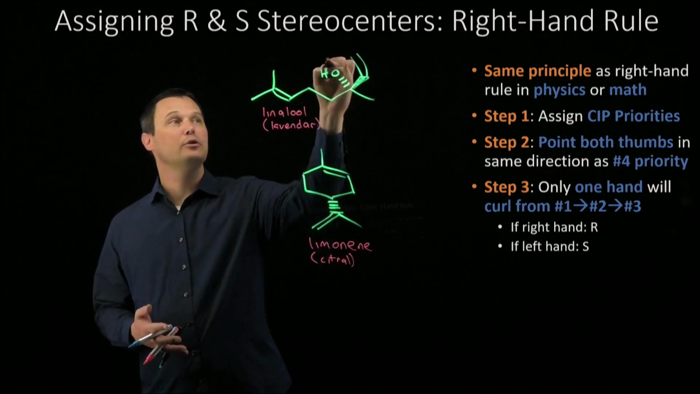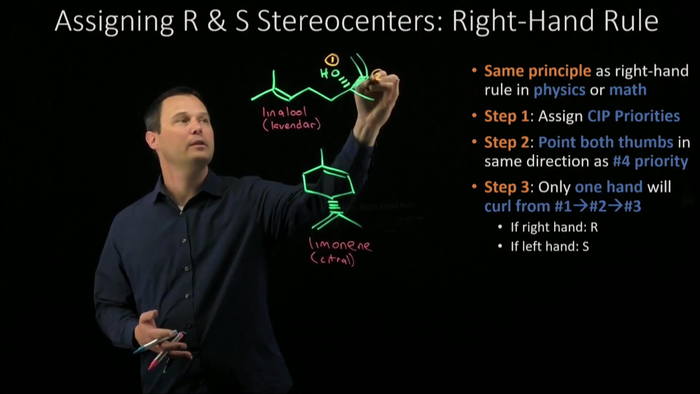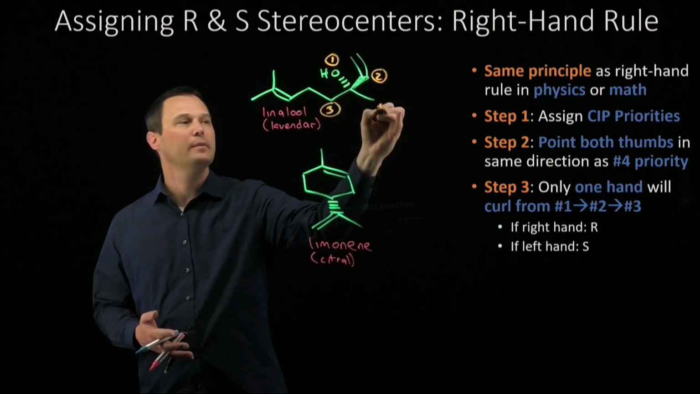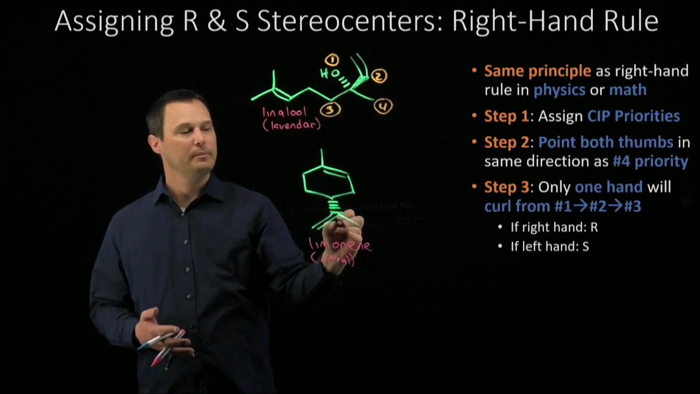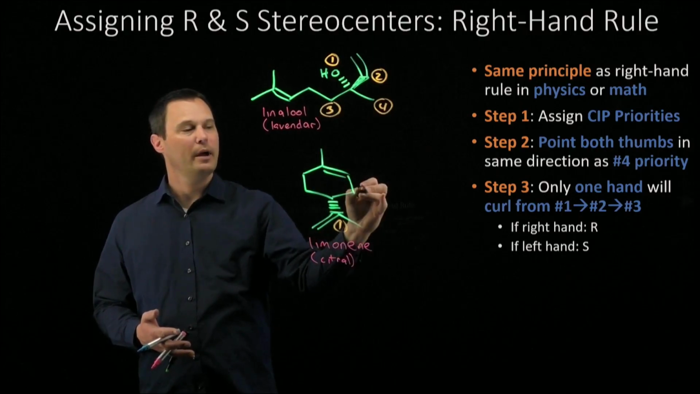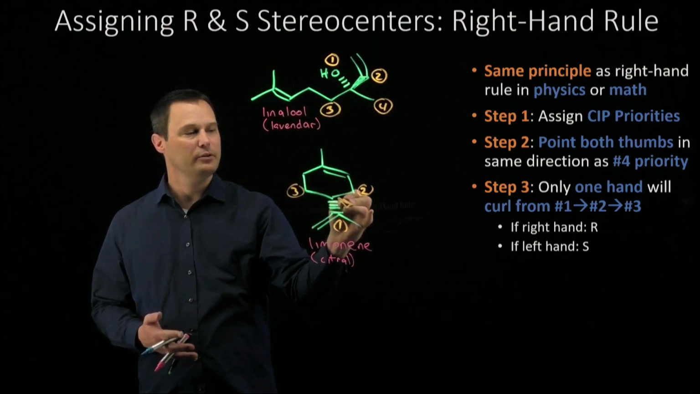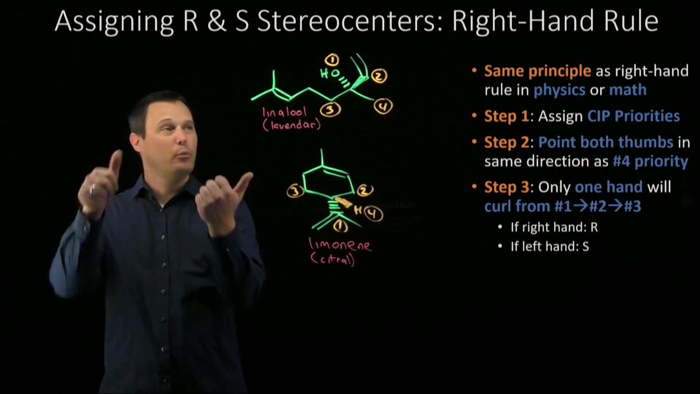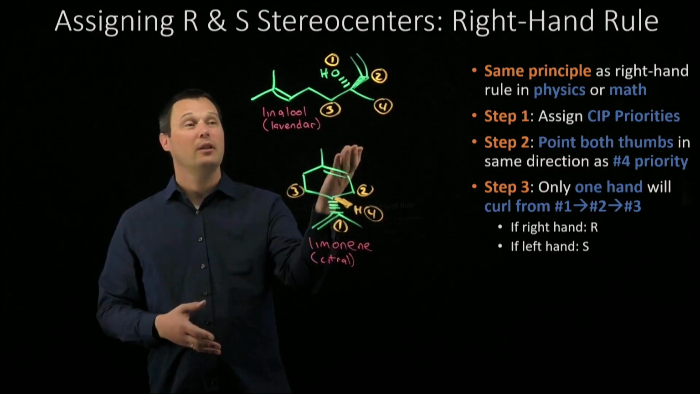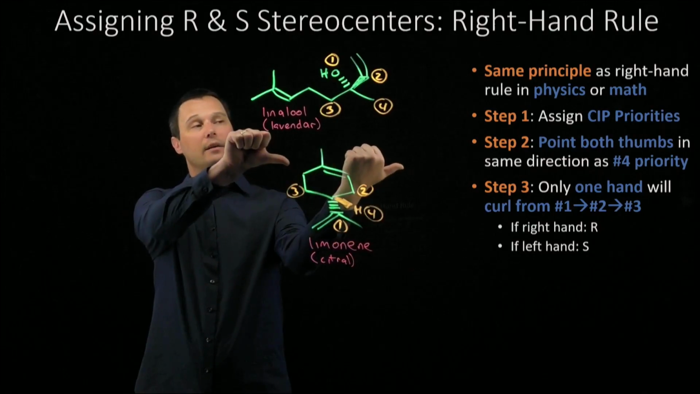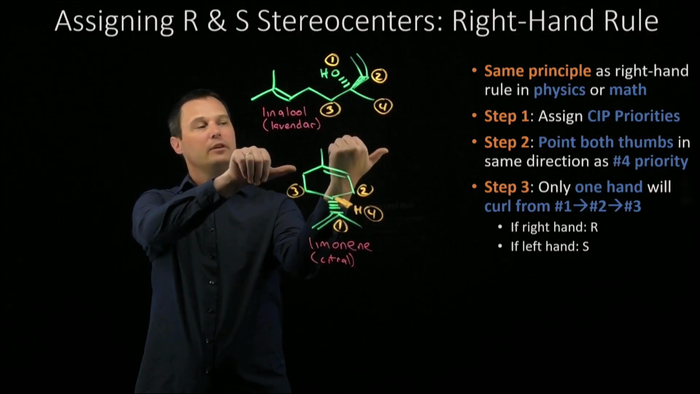First, we prioritize the groups. The alcohol is 1, the alkene is 2, the chain is 3, and the methyl group is 4. For limonene, the alkene is 1, the ring around to the alkene is 2, the other side of the ring is 3, and the hidden hydrogen is 4. We take our thumbs and we point them towards the number 4 group. For linalool, that would be towards the right side of the page. And then I check to see which fingers curl around to grab 1, 2, and 3 in order.